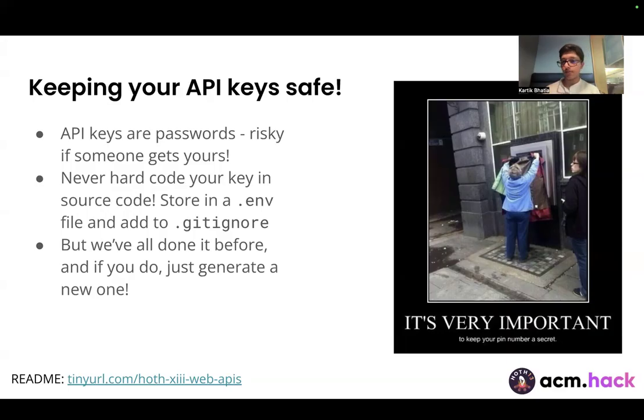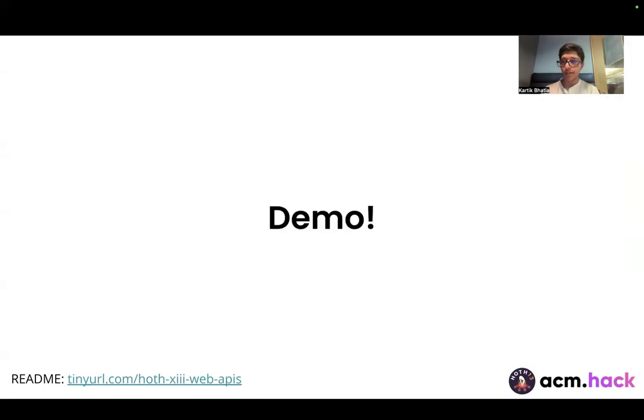But don't worry too much if you do it by mistake. We've all done it before. If you do, the easiest thing to do is just generate a new API key and stop using the old one. So sort of disable it if you can. And yeah, I think that's pretty much it. Let's jump into a quick demo now.